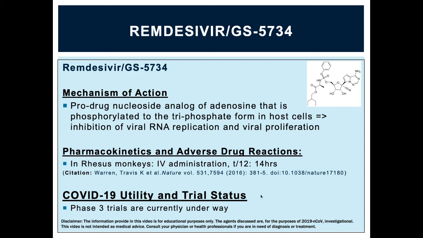Remdesivir is a prodrug nucleoside analog of adenosine that's phosphorylated to the triphosphate form in host cells, and this leads to inhibition of viral RNA replication and inhibition of viral proliferation. Although there's limited pharmacokinetic and adverse drug reaction data available, in a recent study with rhesus monkeys infected with Ebola, remdesivir was administered IV and had a T1/2 of about 14 hours. Remdesivir is currently in accelerated phase 3 clinical trials.